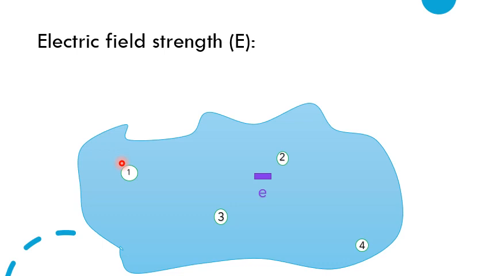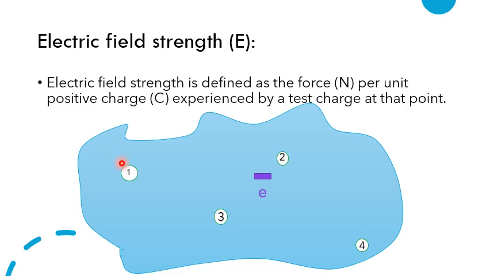What do you think about the magnitude of the force acting on these charges? Are they the same? Yeah, as you think, the magnitude of the force would be different at these 4 different positions. This difference in the magnitude of force is due to the difference in the strength of the electric field around the electron. So electric field strength is defined as the force per unit positive charge experienced by a test charge placed at that point.